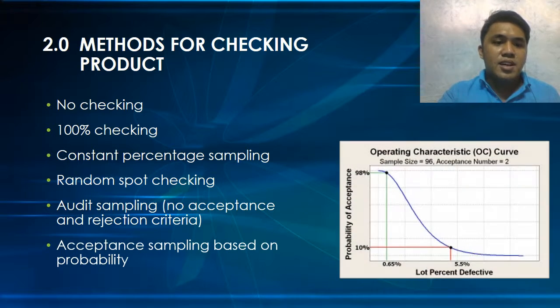Next is the acceptance sampling, which is a major component of quality control and is useful when the cost of testing is high compared to the cost of passing a defective item, or when testing is destructive. It is a compromise between doing 100% inspection and no inspection at all.